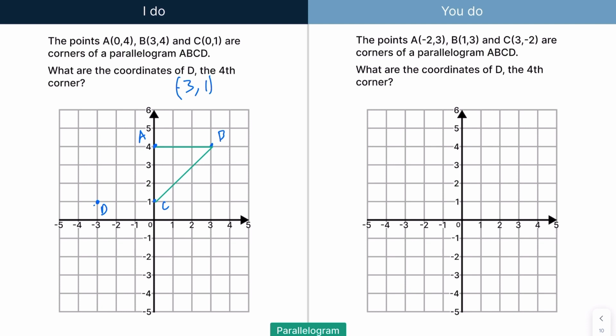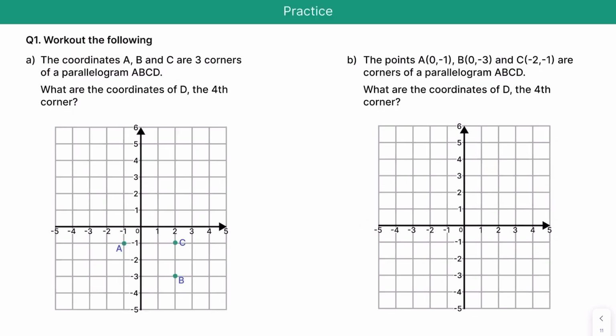And again, hopefully you've pressed pause and had a quick example on the right. So we have -2 and 3 for A. We have 1 and 3 for B. We have 3 and -2 for C. And again, if I connect these together, they go A to B, then we go B to C. And you can already see what that looks like. So that means that D is going to be there, which is 0 in the x-axis and -2 in the y-axis. Again, here's some practice questions. Press pause and have a go. Here are the answers. Mark your work.